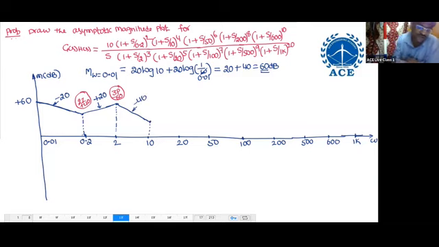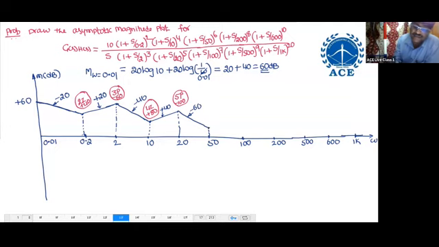Next at 10, what are there? 4 zeros. 4 zeros means plus 80. Plus 80 minus 40 becomes plus 40, up to 20. Again at 20, what are there? 5 poles, which means minus 100. Minus 100 plus 40 becomes minus 60.